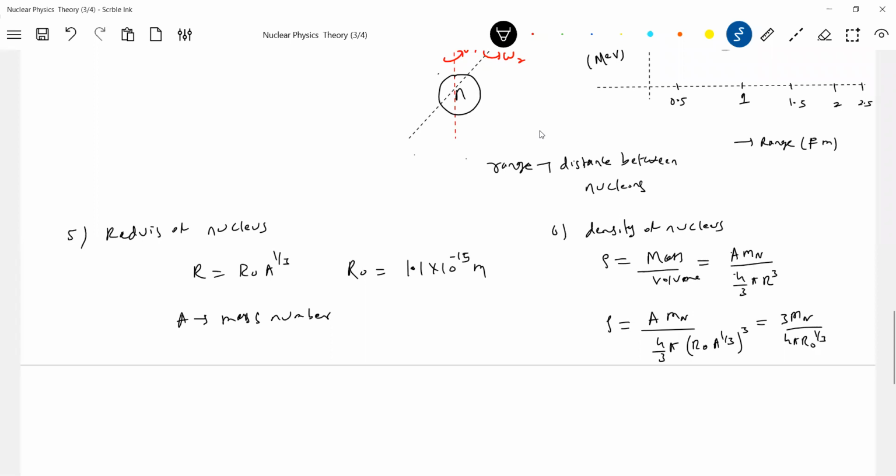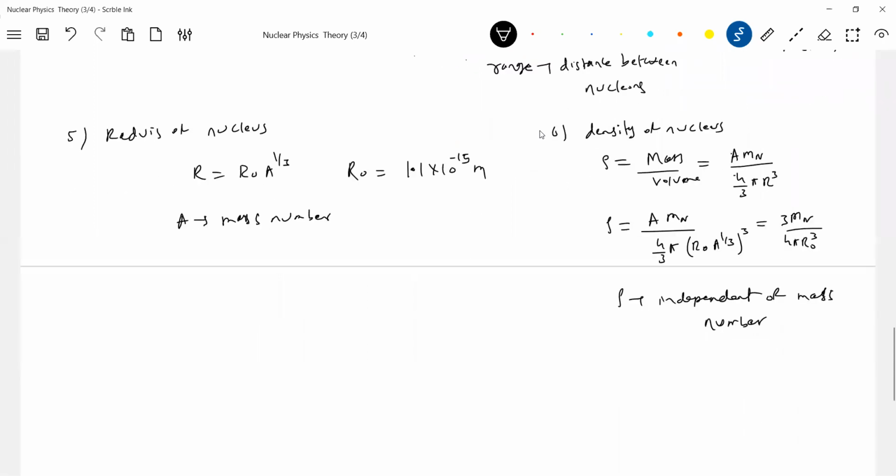What is the total mass? Mass of each nucleon into the total number of nucleons, that is the mass number. So the density is independent of mass number, depending only on R naught cube. So almost all nuclei will have the same density, is what is being told here. Okay, got this? So these are about the basics.